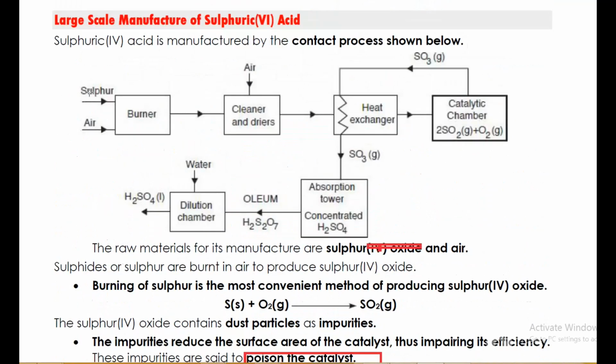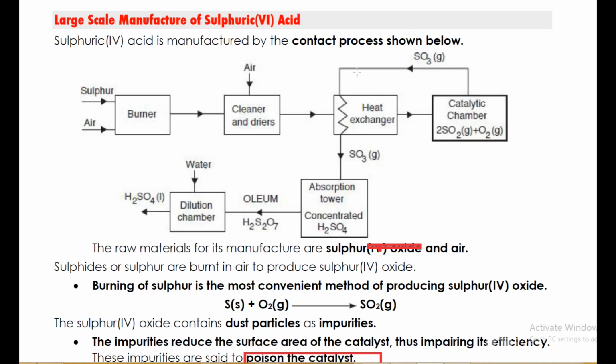So sulfur plus oxygen forms sulfur 4 oxide. Sulfur 4 oxide is taken to the cleaner for purification, and then from there it's taken to the heat exchanger. Here in the heat exchanger, this gas is going to attain the required temperature and then be taken into the catalytic chamber, where sulfur 4 oxide combines with oxygen to form sulfur 6 oxide.